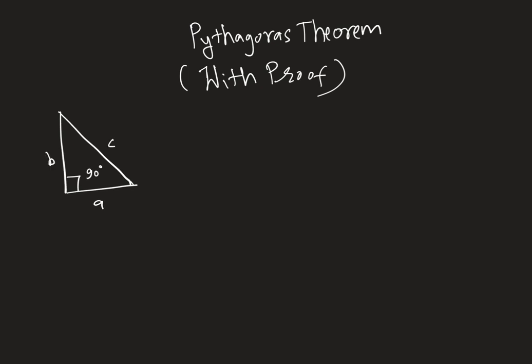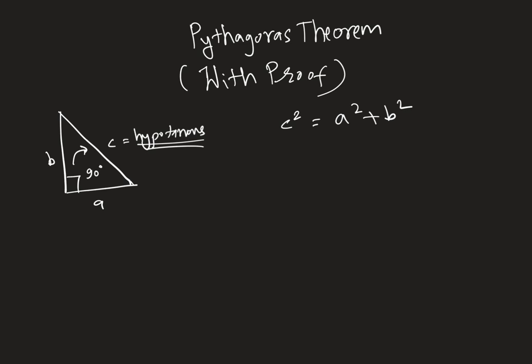A right angle triangle is any triangle with one of the corners at 90 degrees. And the side opposite to that 90-degree corner is called the hypotenuse. So in our case, it would be C. C would be our hypotenuse. So as per Pythagoras theorem, C square is equal to A square plus B square.